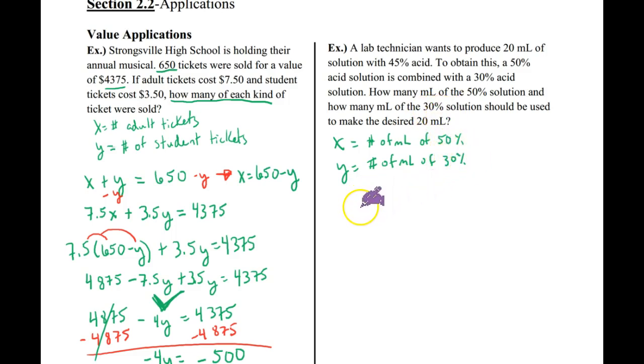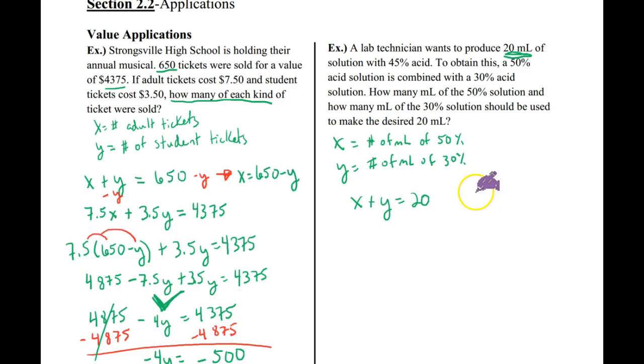Once we have defined our variables, we can start writing our equations. We know that we have a total of 20 milliliters of solution. So the number of milliliters here plus the number of milliliters there should add up to the 20 milliliters. And that gives us our first equation. X plus y equals 20.